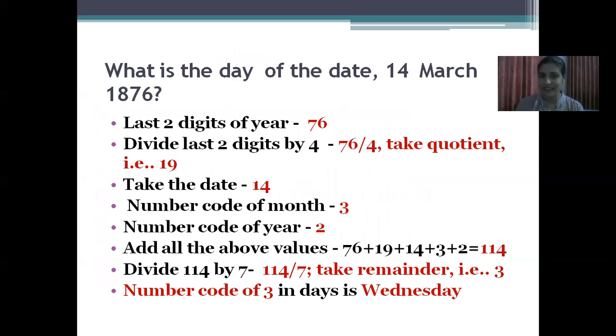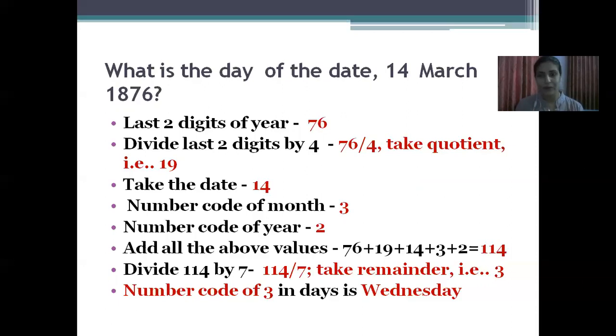14th March 1876. The last 2 digits of the year are 76, and divide the last 2 digits by 4. That is 76 by 4, which gives you 19. The remainder here is 0 because 19 fours are 76; it is exactly divisible by 4. You ignore the remainder and take the quotient only. And take the date, 14th March. You just take the number 14.